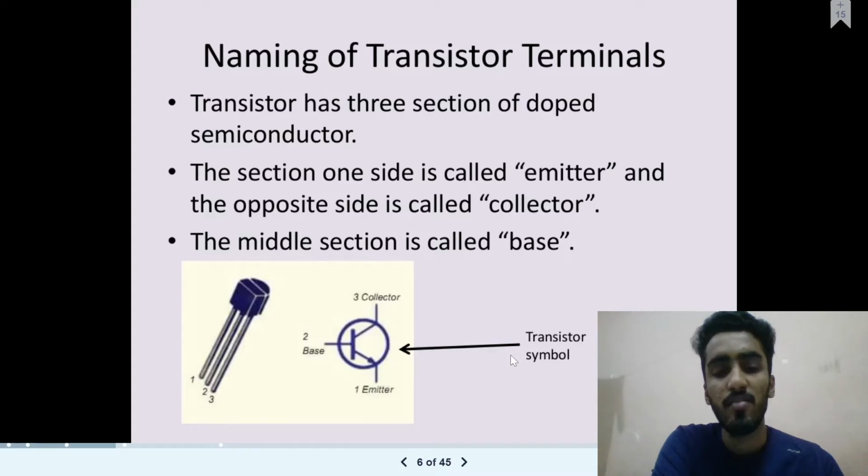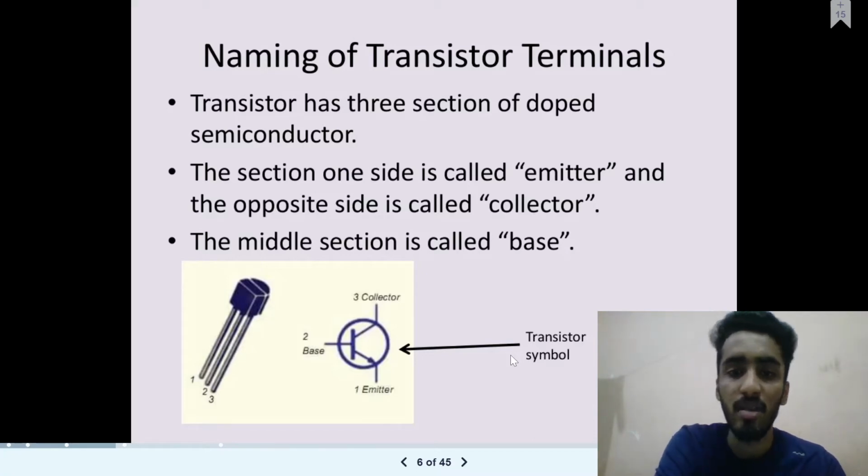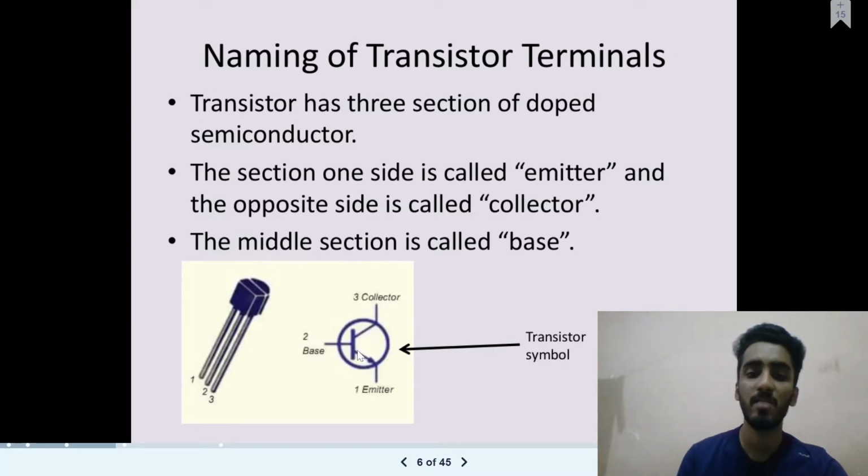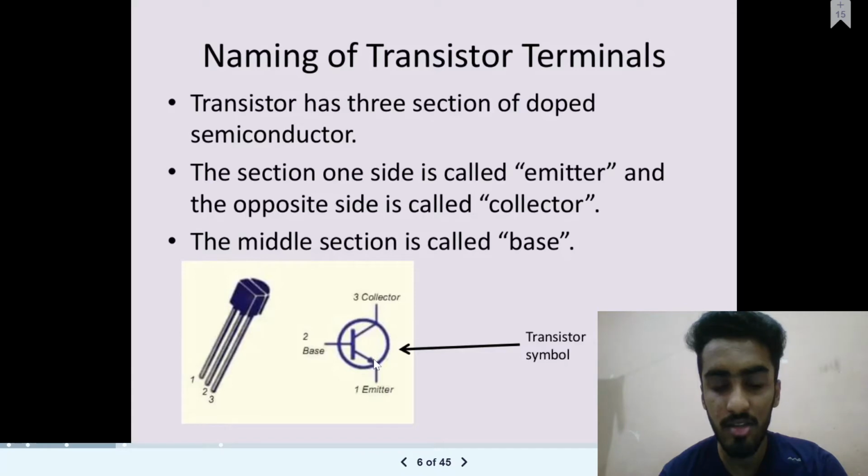A transistor has three sections of doped semiconductor. The section on one side is called the emitter and the opposite side is called the collector, and the middle section is called the base. Here we can see this is the base, this is the emitter and this is the collector. Now this is an NPN transistor, meaning the base is of P type. As current flows from P type to N type, the arrow is downwards here towards the emitter. This shows that the current flows from the base to the emitter.